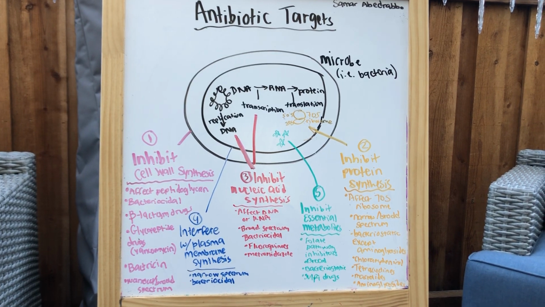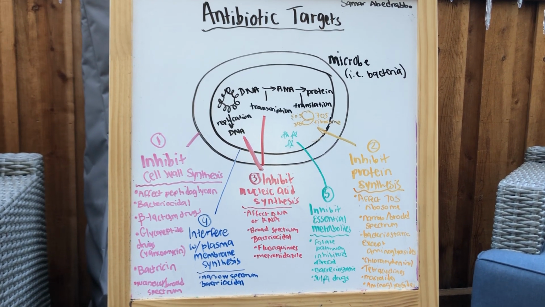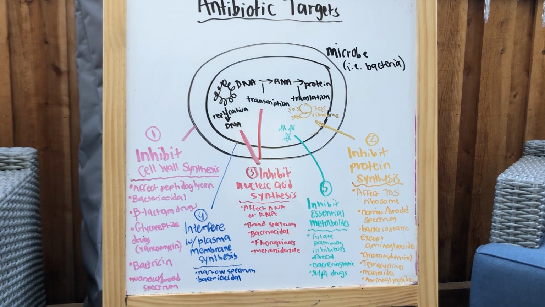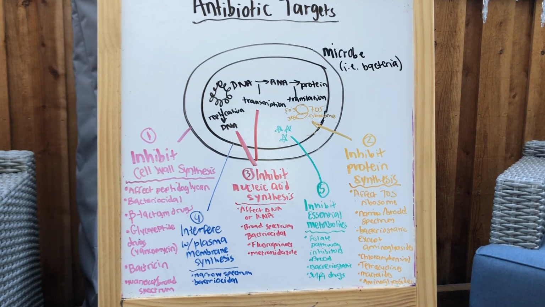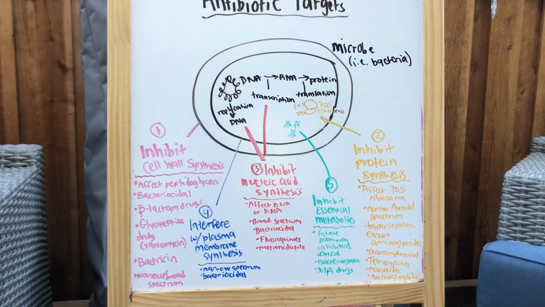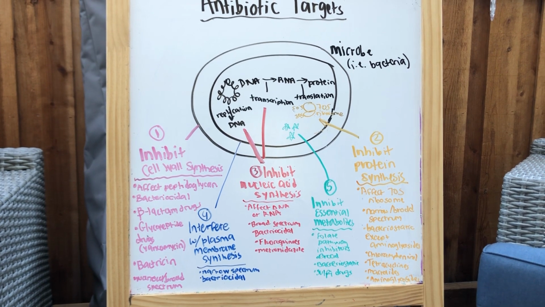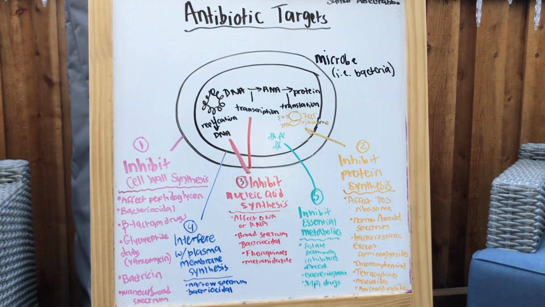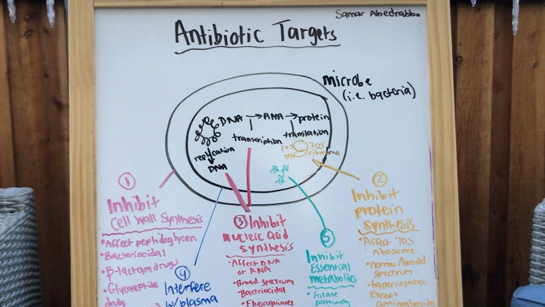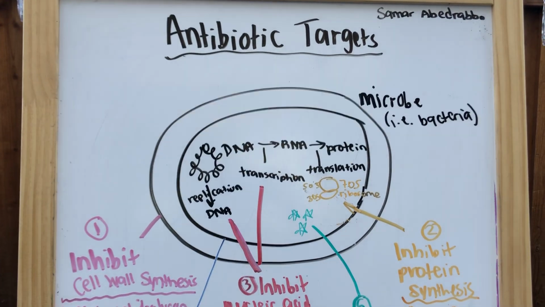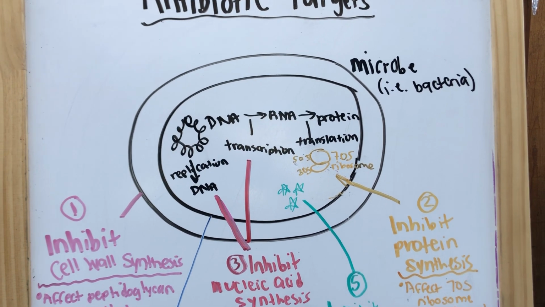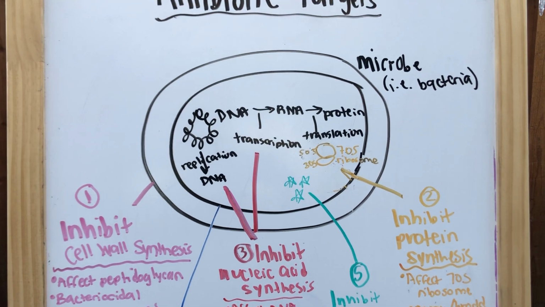Hi everyone, these are my notes on what antimicrobial drugs target. So when someone has a bacterial infection, we give them antibiotics, and different antibiotic drugs have different targets. If we're focusing on bacteria being our microbe, and if you just look here in black, I drew out what a typical, very simple bacteria might look like.